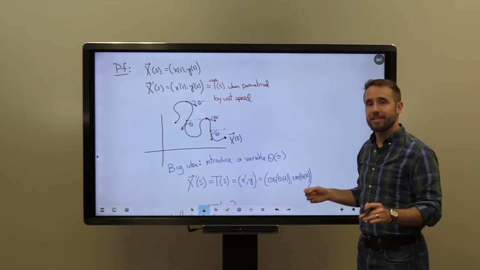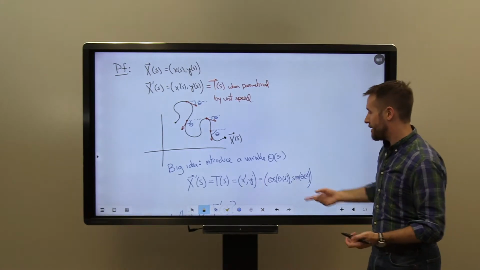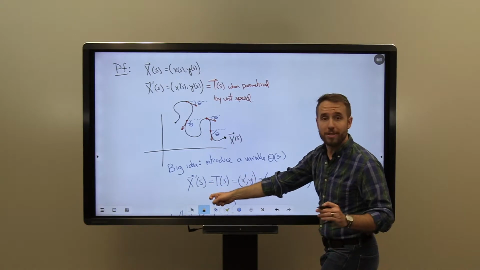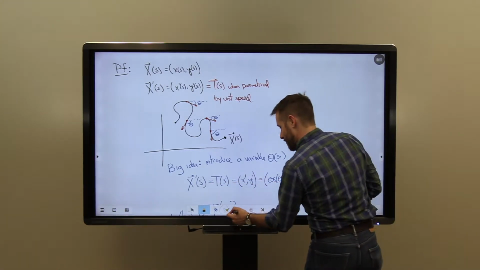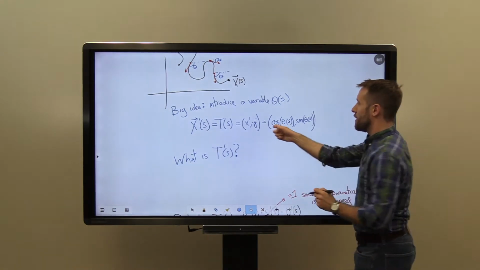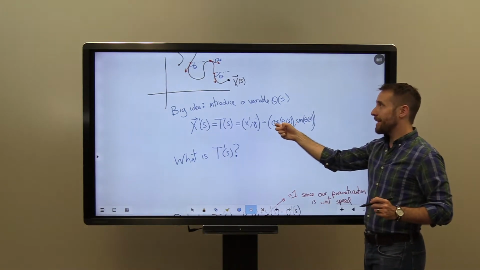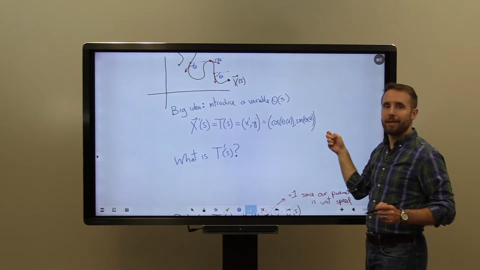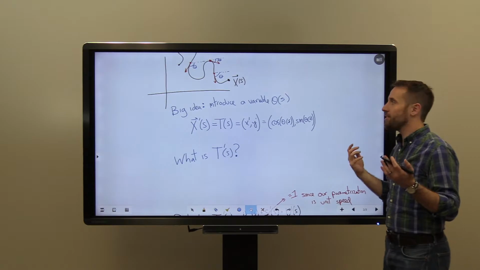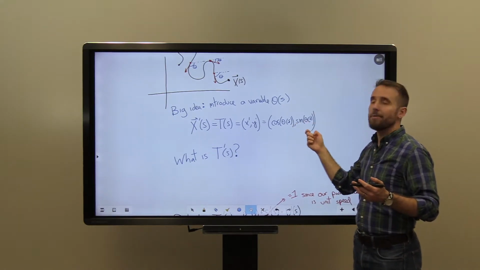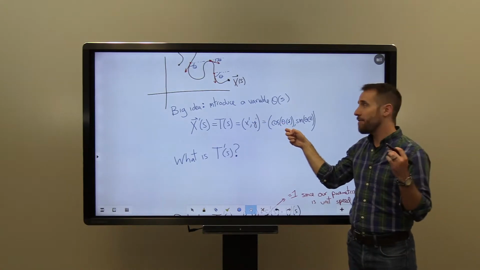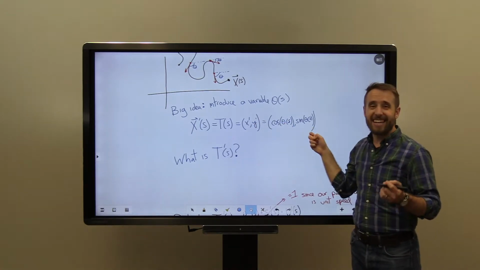Now, what does that tell us? Going back up here, or using the same set of equations, we have that x prime, which we said was equal to t, is equal to x prime comma y prime, and that is equal to cosine of theta comma sine of theta, because once we know this angle theta, the arrow is just pointing in the direction of its cosine comma its sine. So this is telling us that x prime is cosine of theta of s, and y prime is sine of theta of s.